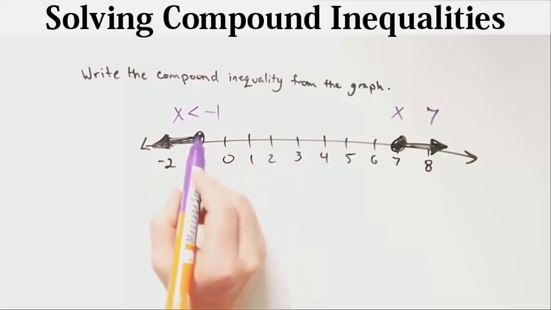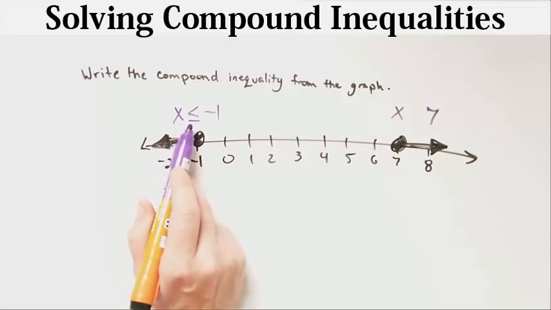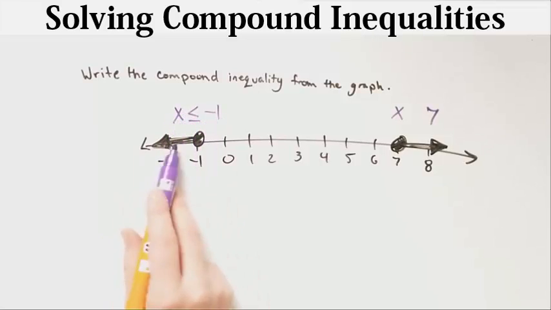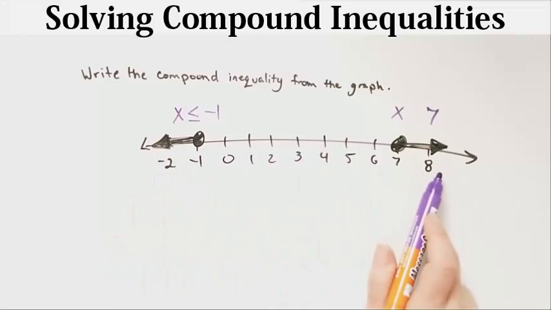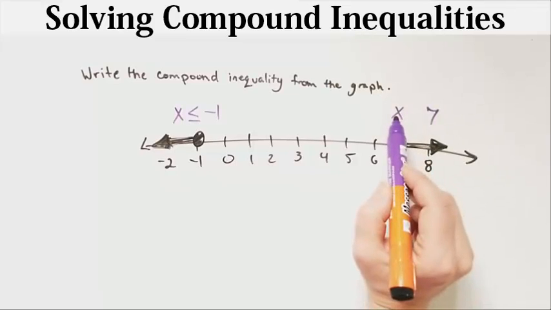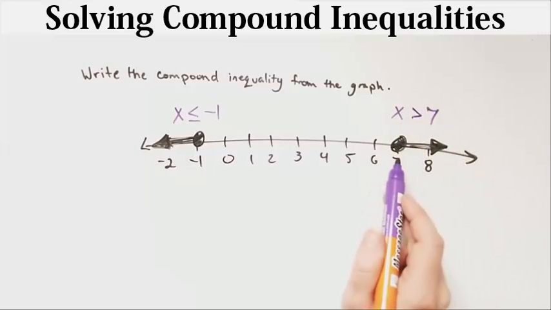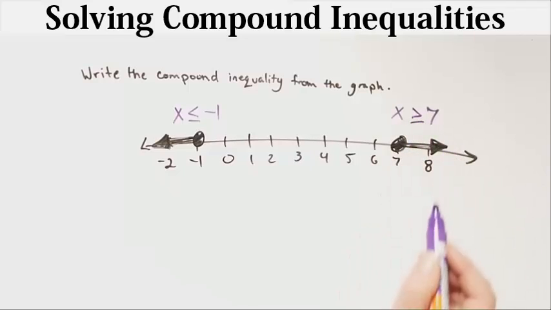This was colored in, so it equals as well. So all the numbers that are smaller than or equal to -1. Over here, 8 was an answer. It was shaded in. How does 8 compare to 7? So 8, is that bigger or smaller? 8 is bigger than 7. So we need the bigger. He was colored in, so he's also equal to.